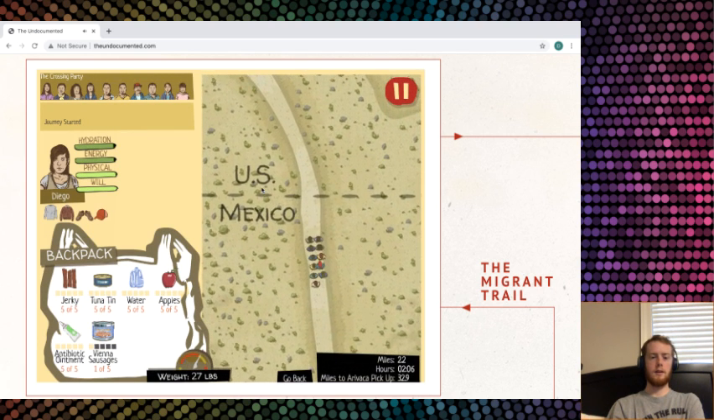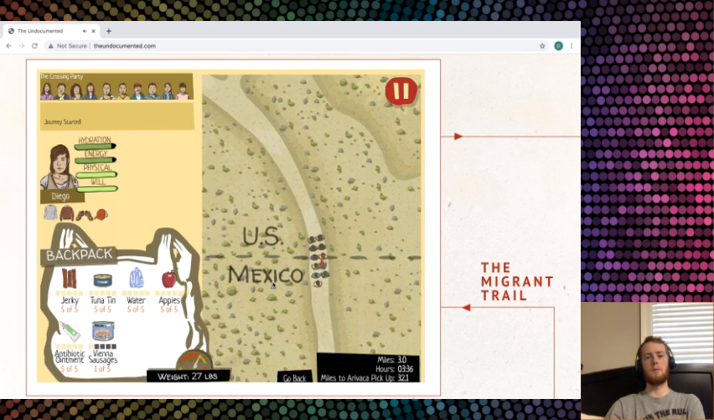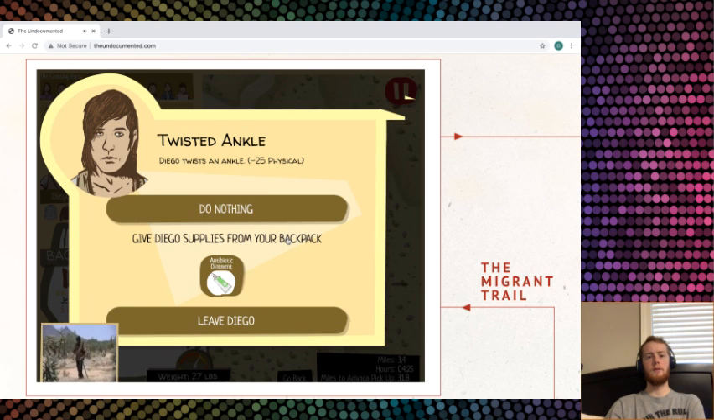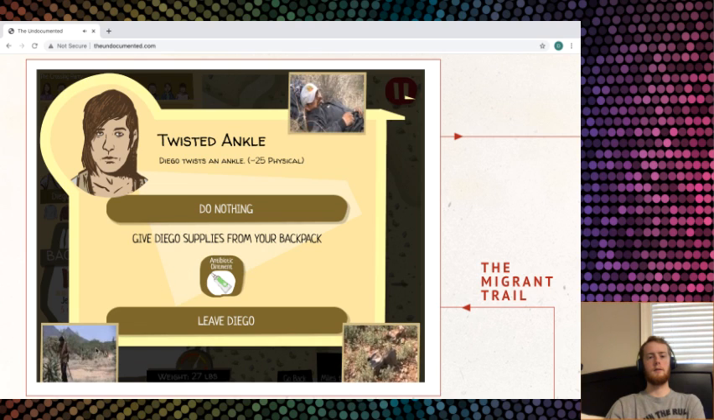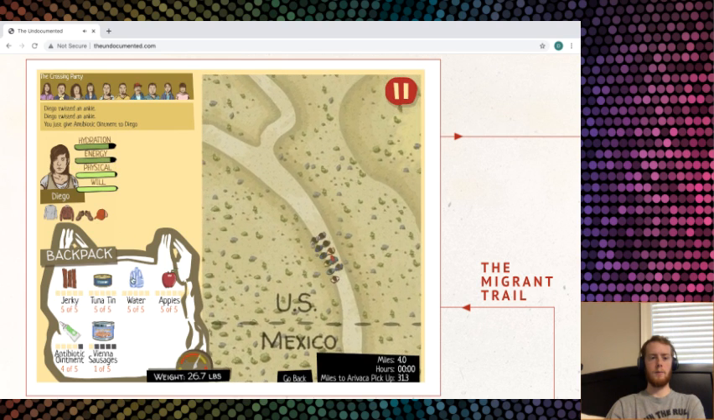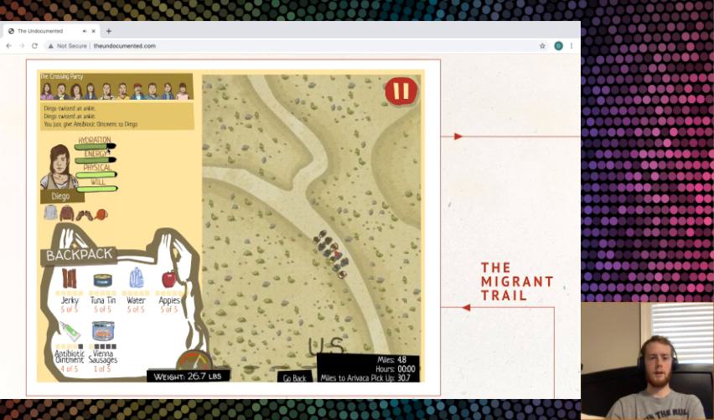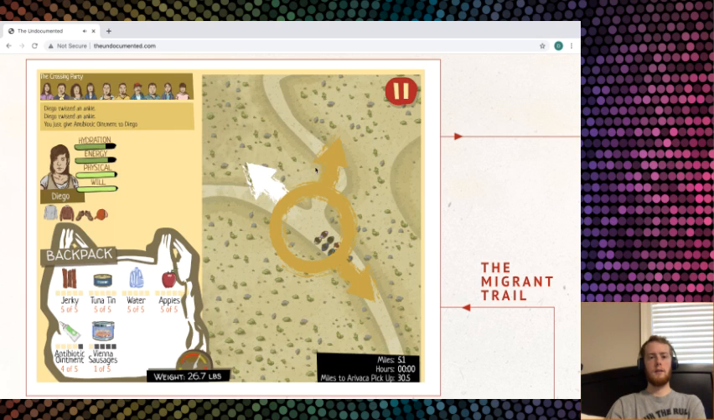Okay, so it looks like we have started our journey. Oh, we're just crossing the US-Mexico border. It's interesting, the top-down view they give us. Okay, so Diego twisted his ankle. We can do nothing, give Diego supplies, or leave Diego. These are the kind of decisions you end up having to make when you're traveling in this pack. Give him some antibiotic ointment. You can see our hydration slowly wears down and our energy slowly wears down. It's kind of weird that they just gave us antibiotic ointment for that. That doesn't really seem like a twisted ankle sort of medicine, I guess.